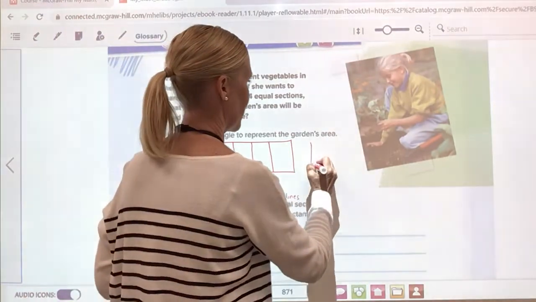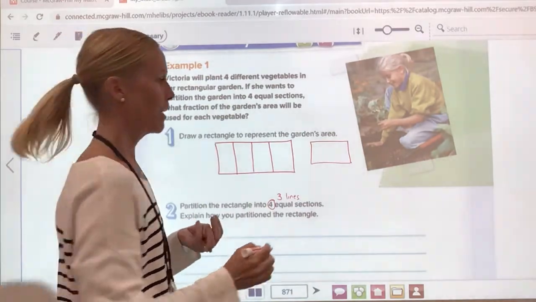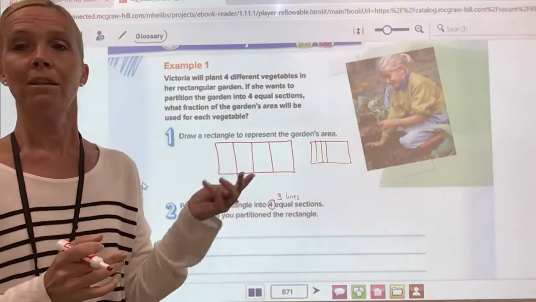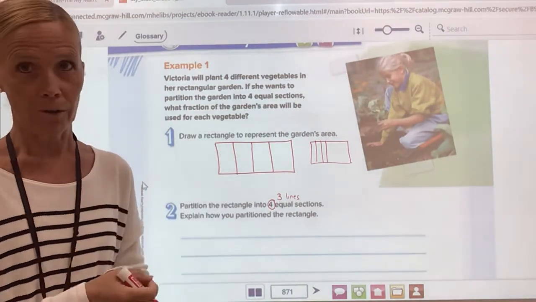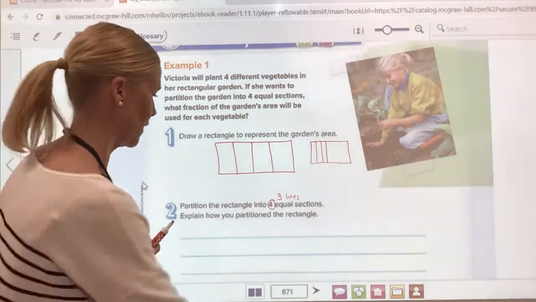Now if I see your rectangle, and you know, oh, I need 4 sections, so I have to draw 3 lines, and you do 1, 2, 3. There's 4 sections. That's not 4 equal sections at all. I can tell you didn't try. So at least try to make them even. I know they won't be perfect, and that's okay.